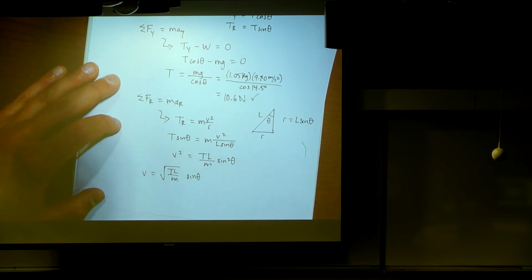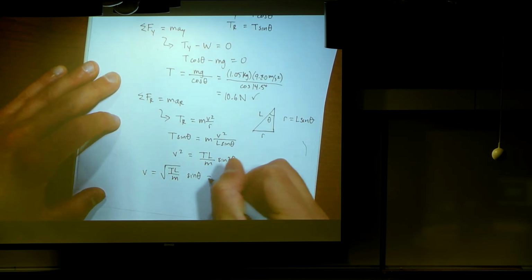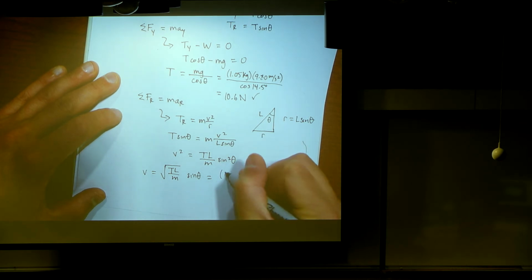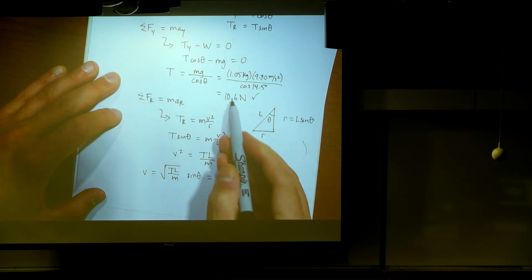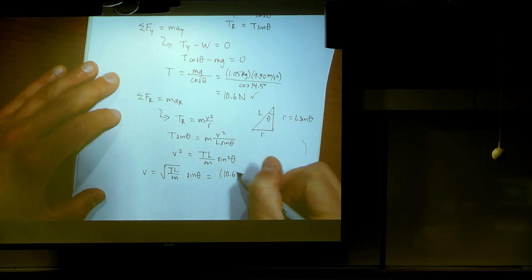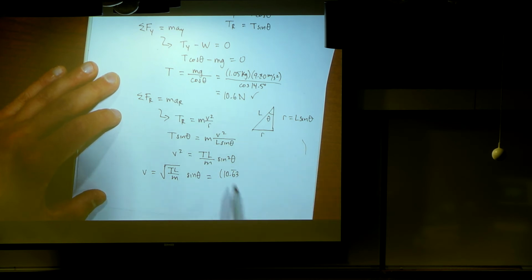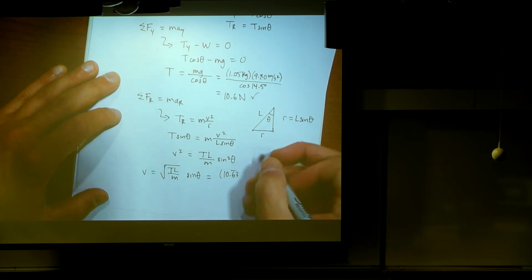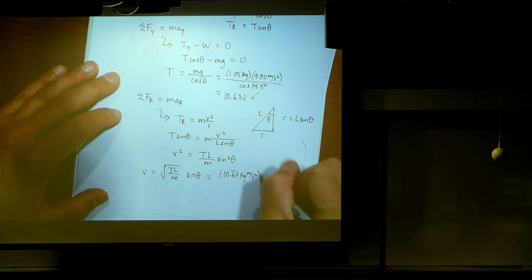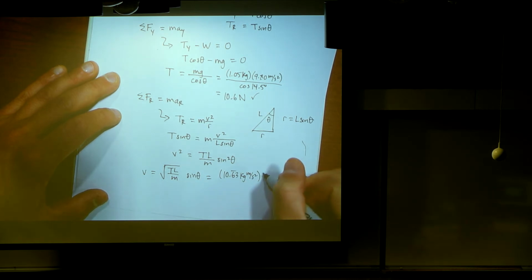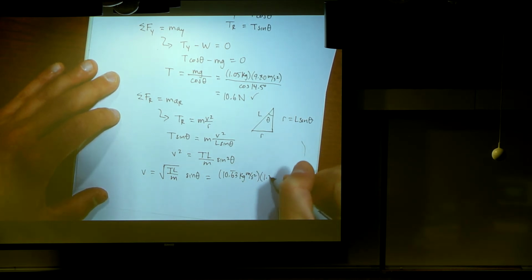And now we can plug some numbers in, okay? So tension, that was 10.6 newtons, 10.63 if you want to keep that extra digit for a little bit more precise calculation. Newtons are kilograms meters per second squared as a unit. Okay, L, that's the length of the string, 1.35 meters. M, that's the mass of the ball, which is 1.05 kilograms.